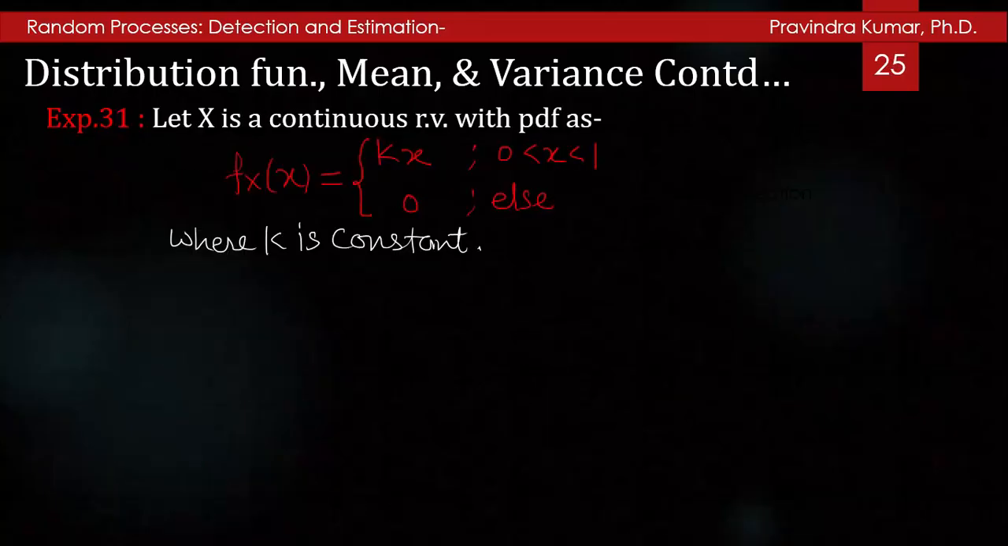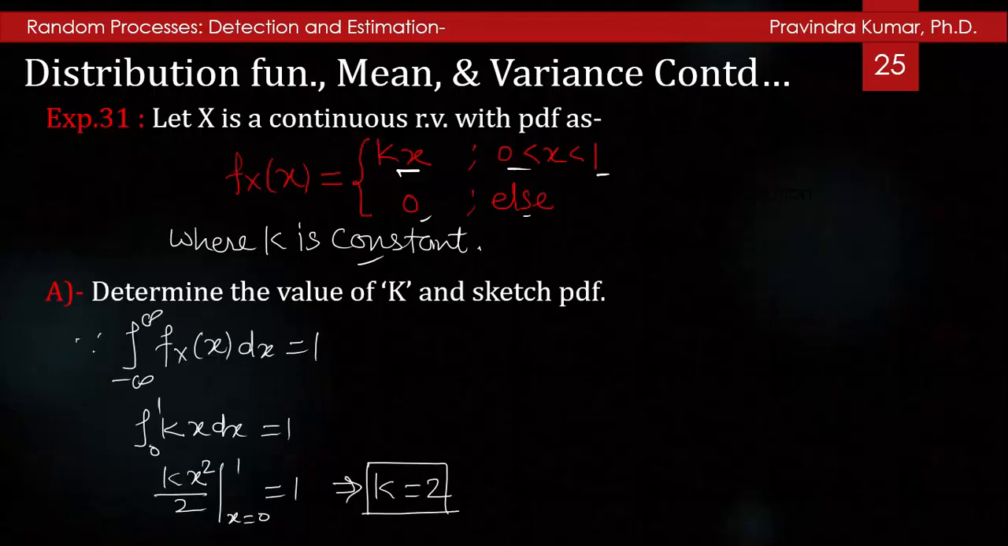Now consider another example. Let x be a continuous random variable with PDF kx when x is between 0 to 1, else it is 0. Find the value of this constant k. So the area under the PDF is 1.